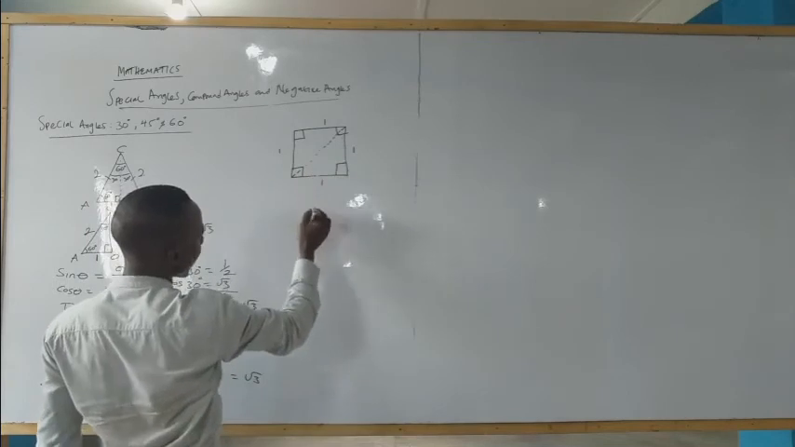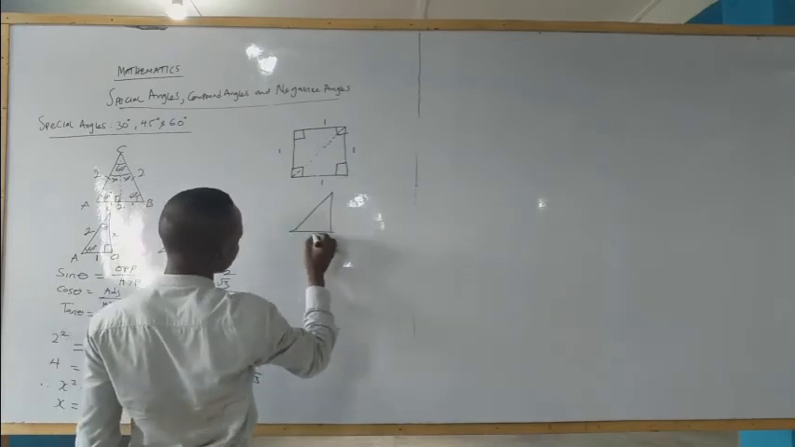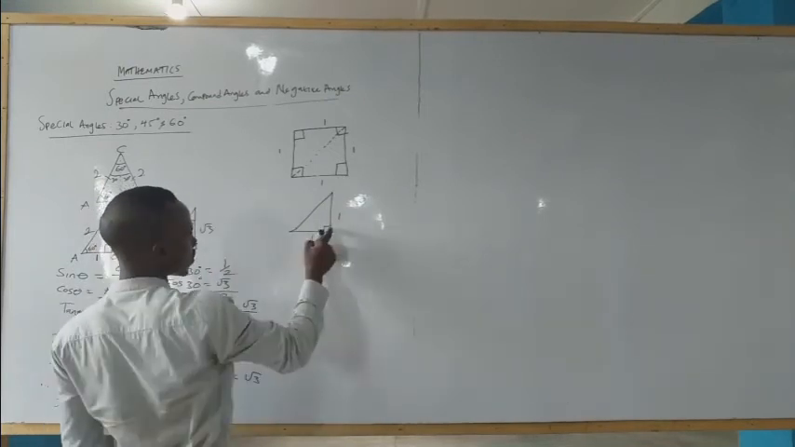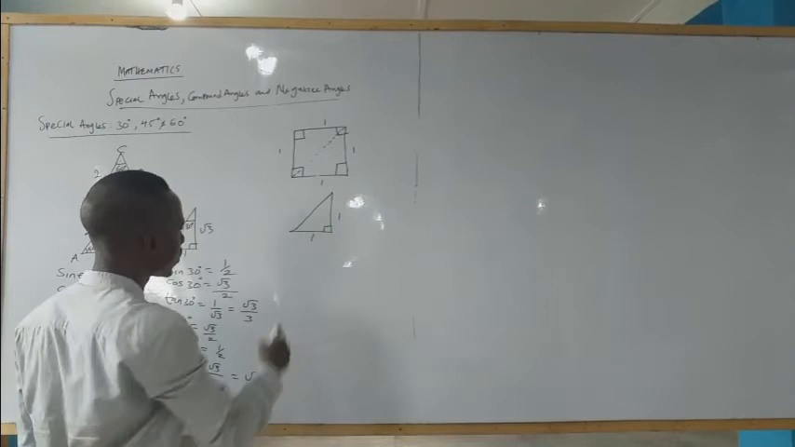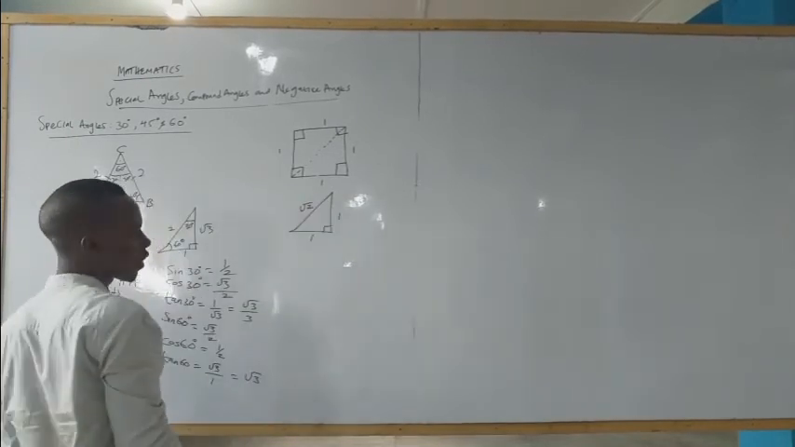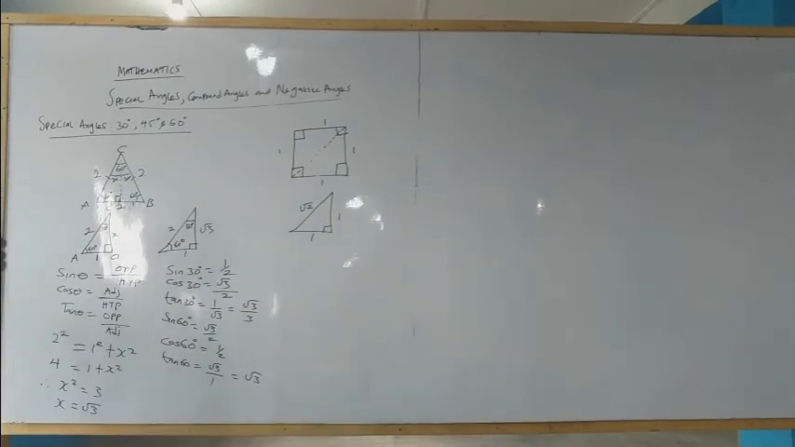So I'm taking the lower part. So here I'm having 1, 1. That's the what? The right angle. So for this one, I have what? Root 2, using Pythagoras theorem. 1 squared plus 1 squared equals what? This squared. So I have root 2.